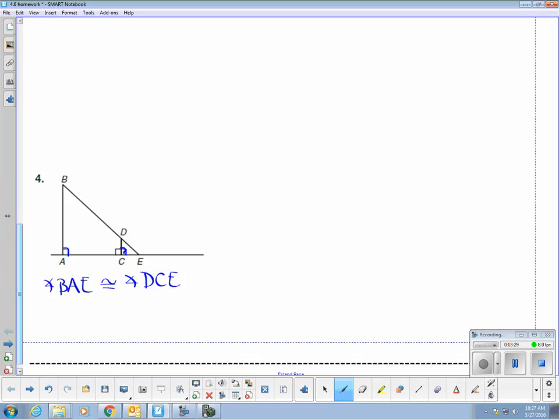And then once again, they both share an angle in common, and I'm going to name that angle a different way than I named it the last time so that you can see different ways to name angles. I'm going to call that angle BEA is congruent to angle BEA, and that's by the reflexive property. So once again, these two triangles are similar by angle-angle.